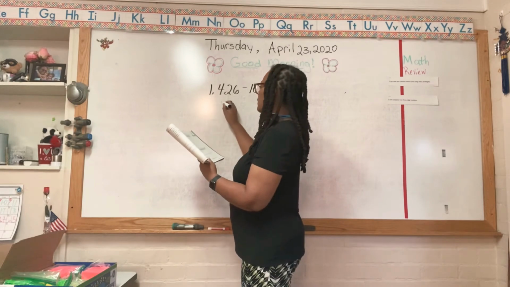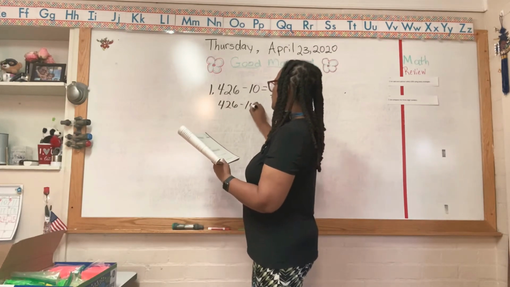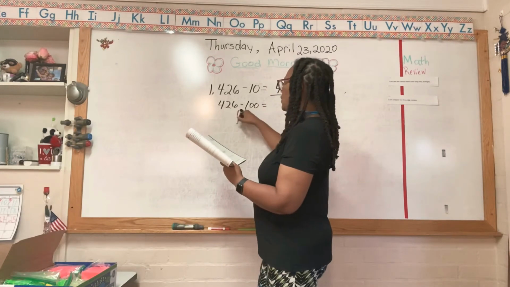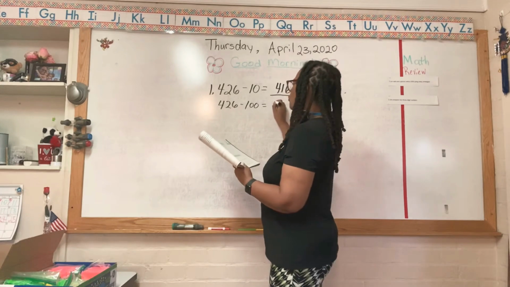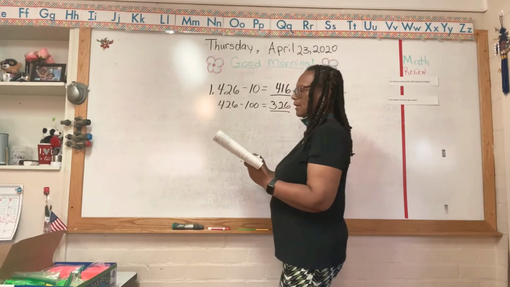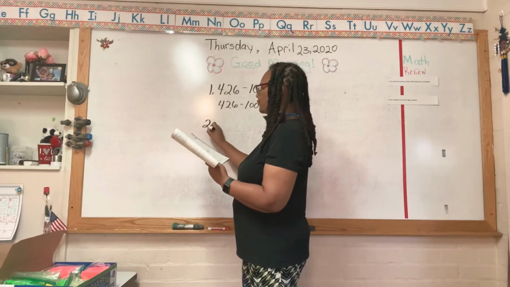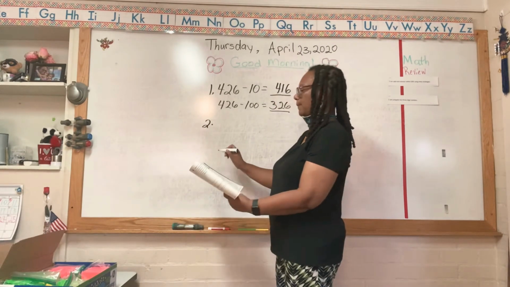And to take 1 from the hundreds place, 400, 4 minus 1 is 3. Leave the tens and the ones the same. Number 2. Can you see? Is my book in the way? Okay.